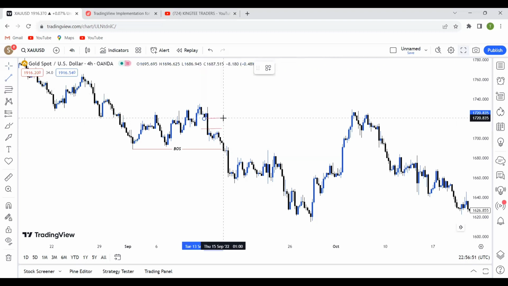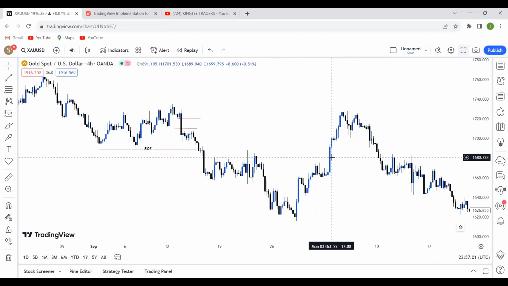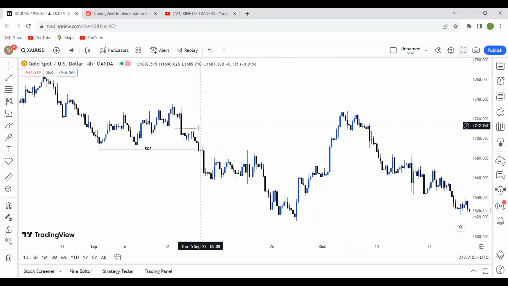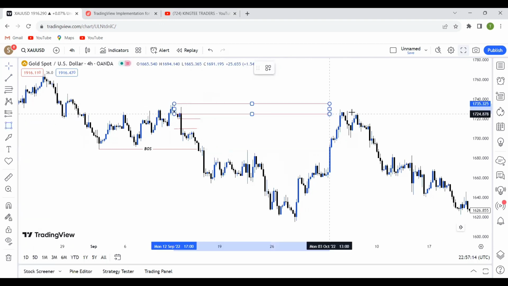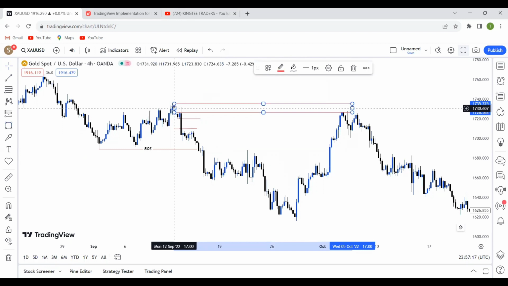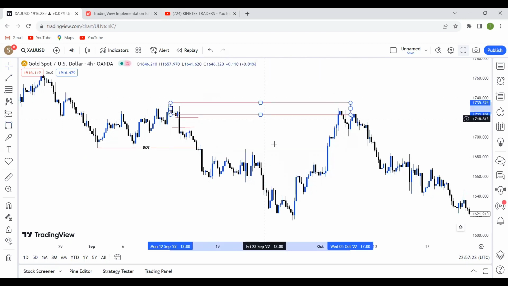Since we are having an imbalance here, it means that we need to choose an order block above this imbalance, so that by the point when the market goes to mitigate our order block, it also fills this imbalance. In this case we are having a clear order block, which is the last bullish candlestick here. This is going to be our order block.